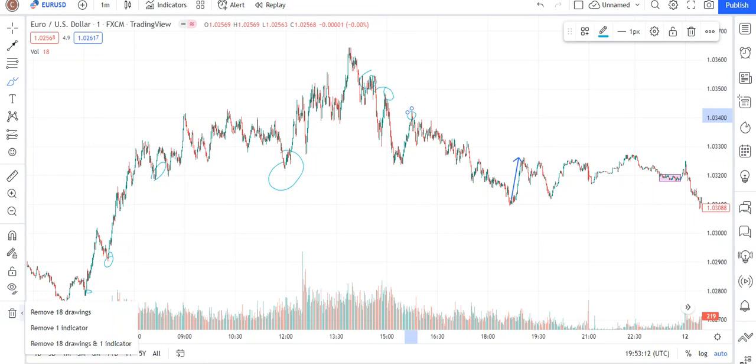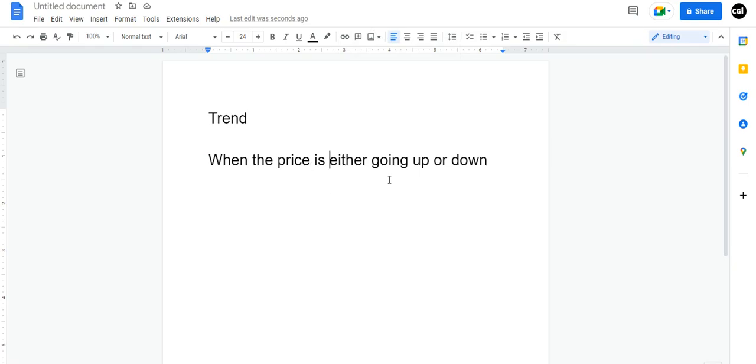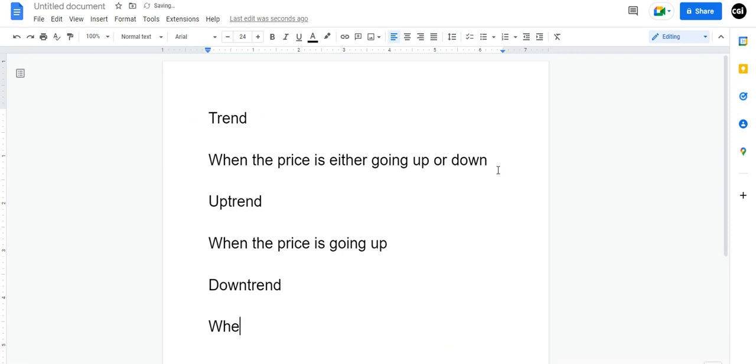We have an uptrend, which is when the price is going up, and then we have the downtrend, which is when the price is going down, right?